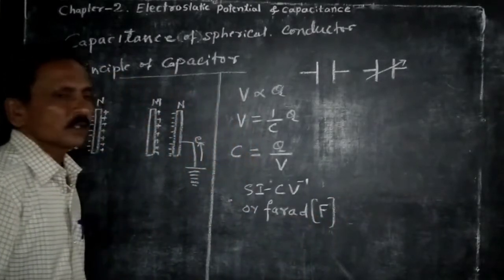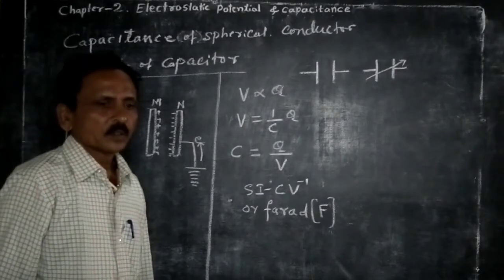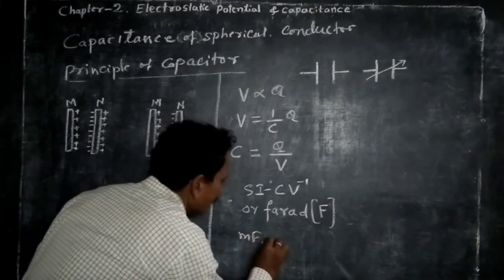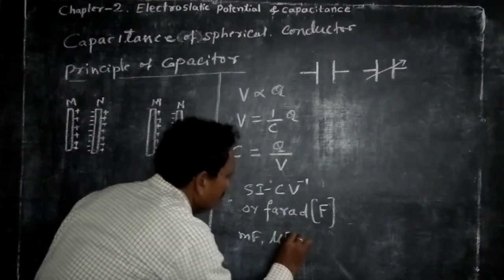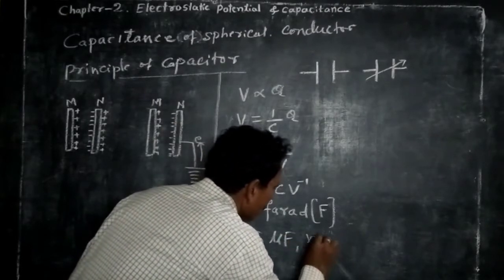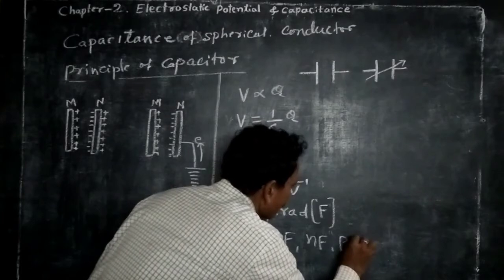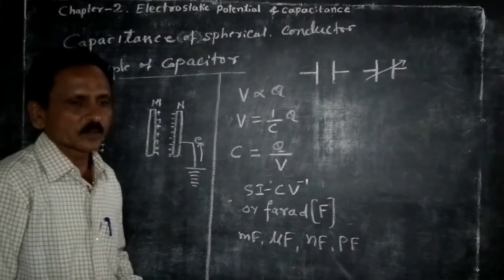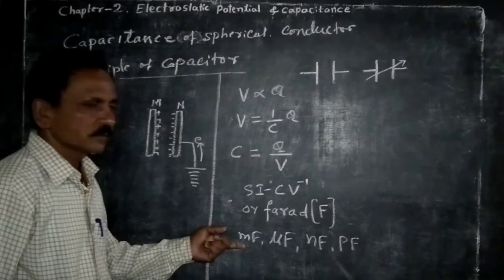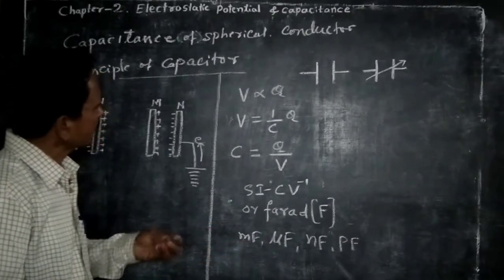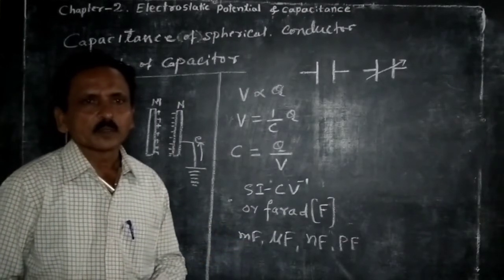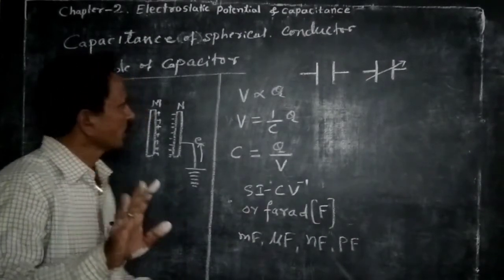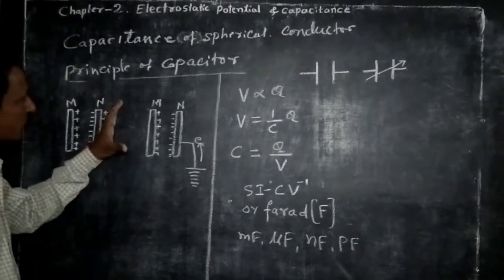And farad is a larger unit of capacitance. Therefore, smaller units like millifarad, microfarad, nanofarad, picofarad are used. These are the smaller units of capacitance. Clear? In the next class, we shall derive an expression for the capacitance of a parallel plate capacitor.